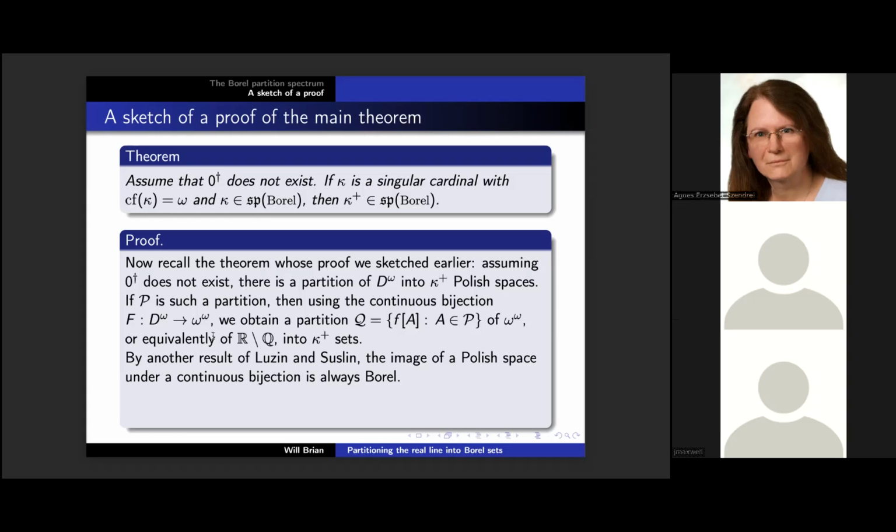And since the Baire space, as we mentioned a few times already, is homeomorphic to the space of irrationals, we have a partition of the irrational numbers into kappa plus Borel sets. We can toss one extra set in there, the set of rationals, and we get a partition of the reals into kappa plus Borel sets, and that's what we wanted to prove. So that's it. That's the proof of the theorem.